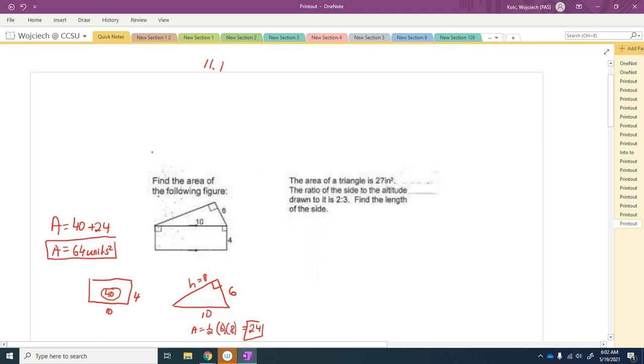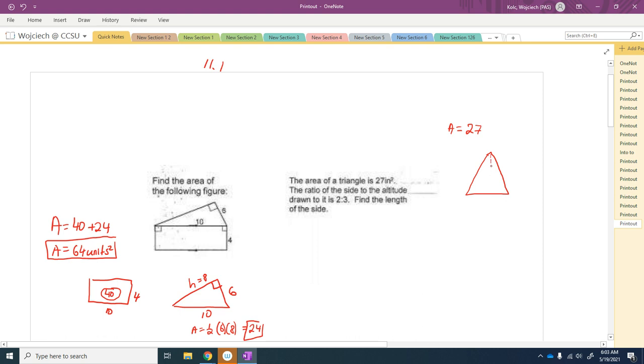Next question. The area of a triangle is 27 square inches. The ratio of the side to the altitude drawn to it is 2 to 3. Find the length of the side. All right, so let's draw the picture. We know that the area of this triangle is 27 square units.